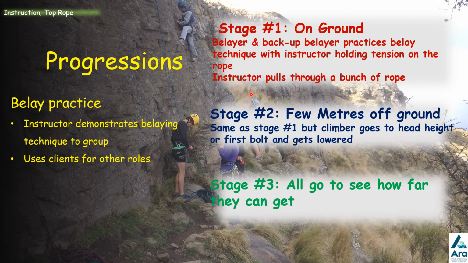And then the second stage progression would be where someone does tie in as a climber and goes a couple of meters up the climb, maybe to the first bolt, head height, and then comes back down. So everyone's getting confidence in the systems and the processes there. And then the third stage would be for them to go as high as they want to. The climber goes up to the focal point or as high as they feel comfortable, coming back down.